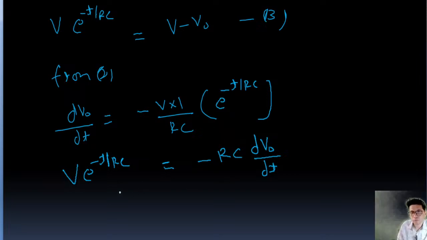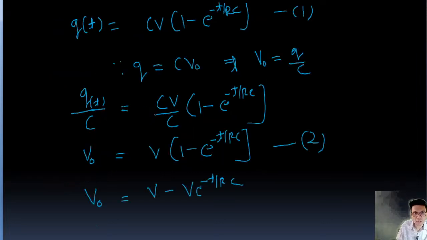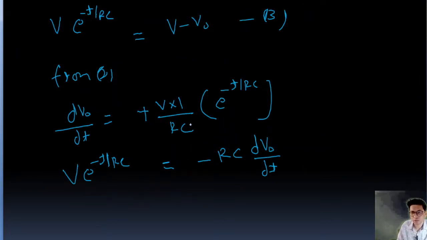So now this is the one, guys. This sign will be plus, because here we are differentiating: minus and minus gives plus. So this sign is going to be plus. This is equation number 4.